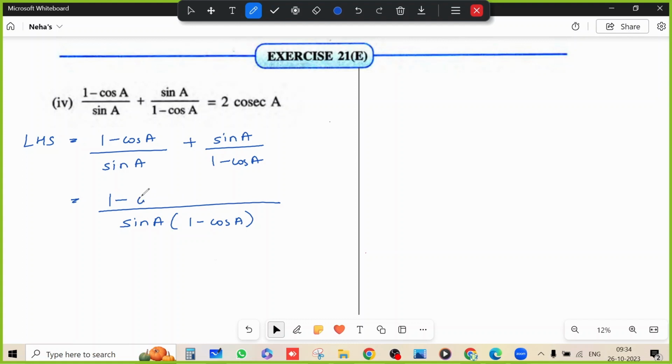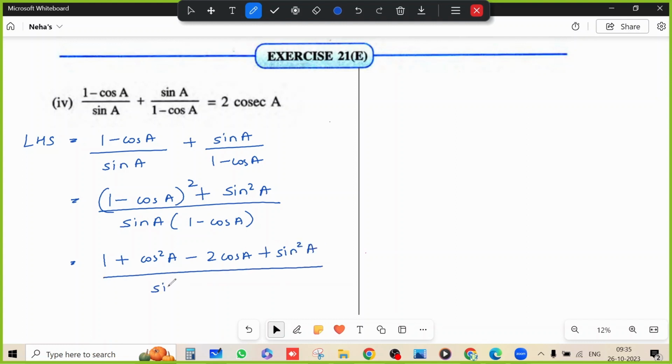So that would become (1 minus cos A) whole square, by the formula of (A minus B) into (A minus B) is equal to (A minus B) whole square. And sin A will get multiplied with sin A, so that will form sin square A. Now we will expand it using the formula of (A minus B) whole square. So it will be equal to A square, that is 1, plus B square, that is cos square A, and minus 2AB, that will be equal to minus 2 cos A. The denominator will be copied as it is.